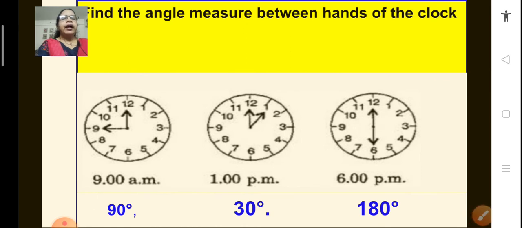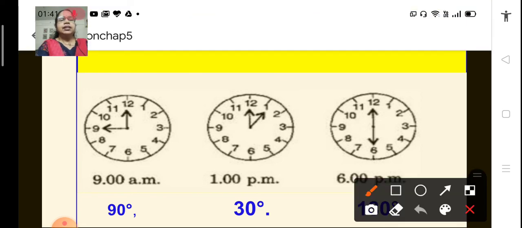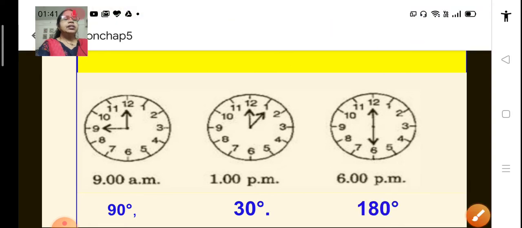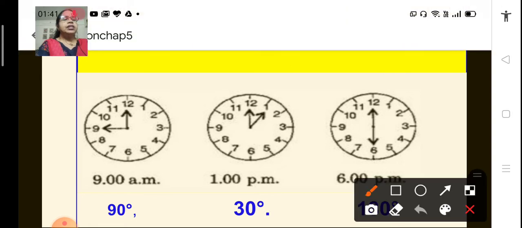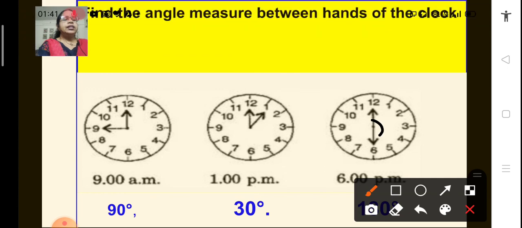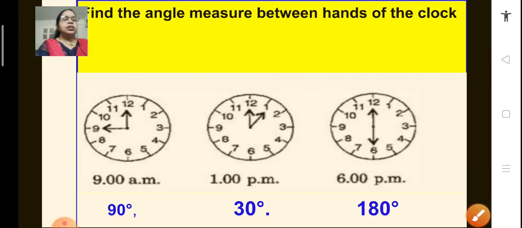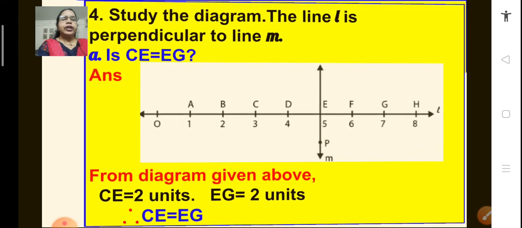Next, find the angle measure between the hands of the clock. So here we see that 9 AM means it is 90 degree, and 1 PM means it is 30 degree, and 6 PM means it is a straight line, means it is 180 degree. There will be other options. These are the right options. You have to click on the right option.